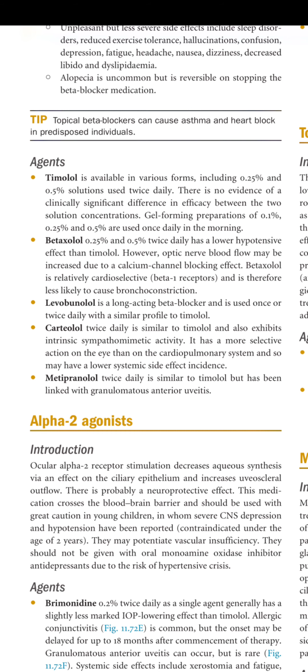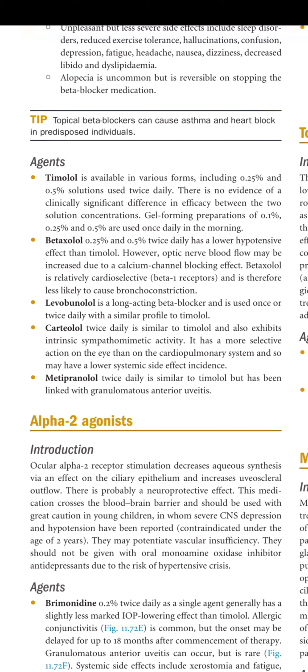So there can be a lower concentration of 0.25% and a higher concentration of 0.5%. There is no evidence of a clinically significant difference in efficacy between the two solution concentrations. Gel forming preparations of 0.1%, 0.25%, and 0.5% are used once daily in the morning. Then there is betaxolol, with a concentration of 0.25% and 0.5% twice daily, which has a lower hypotensive effect than timolol.